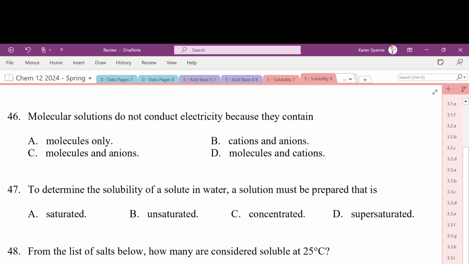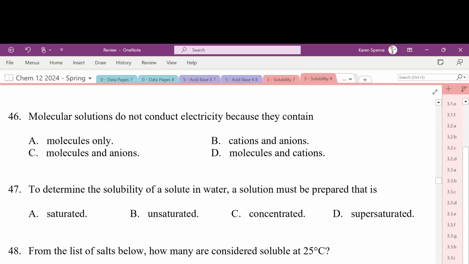Where were we? 47. To determine the solubility of a solute in water, do you want the solution to be saturated, unsaturated, concentrated, or supersaturated? Well, first of all, you might not even know what supersaturated means. So you could just throw that answer out, right? Because if I've not taught it to you at all, then you can just be like, whatever.